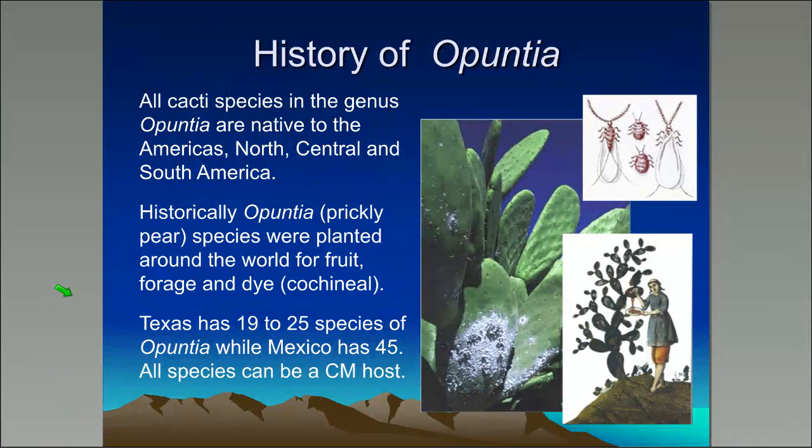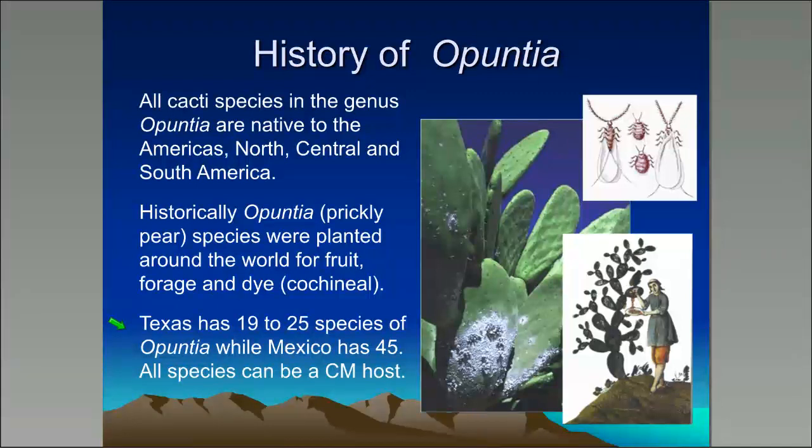So, in the history of our Opuntia, the host plant. Prickly pear is only native to North, Central, and South America. The prickly pears of the other part of the world are there because they were introduced. We don't have any Opuntia growing in Africa. And so these were historically, though, planted around the world for fruit, the fruit that's consumed, and for forage or fodder. And then because of the cochineal insect, there was a purple and blue dye that was harvested out of the webbing of the insect.